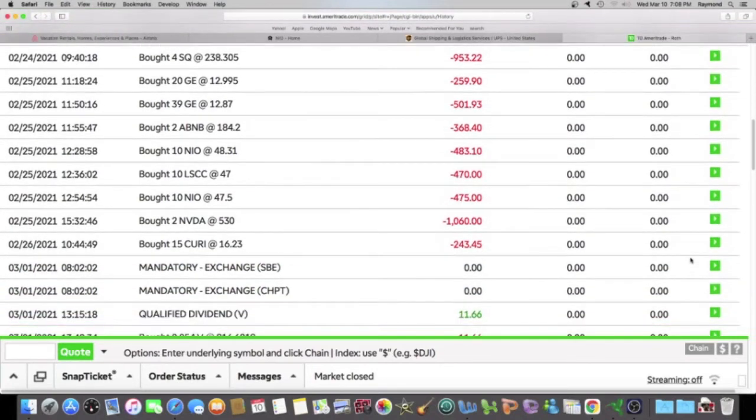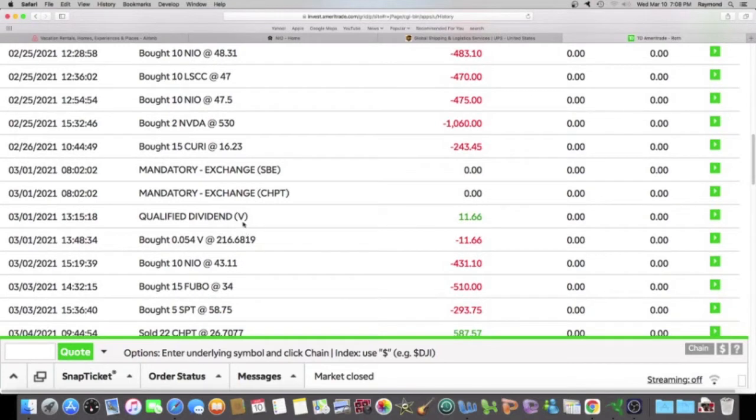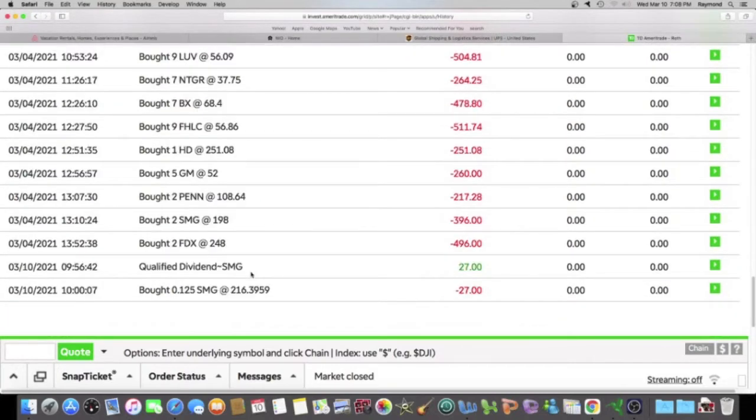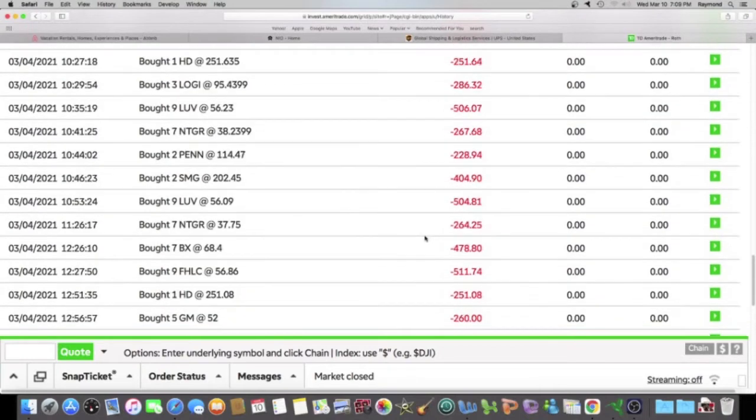So my first dividend is stock ticker V, and V is for Visa, $11.66. Next is stock ticker SMG. This is Scott's Miracle-Gro, dividend of $27 for a total of $38.66. And I love dividends because if the stock pays a dividend, that stock can crash or it can go to the moon. As long as that dividend is there, you get money. And like I told you guys, prior to yesterday, everything was going down, down, down. So I am happy to get $38.66.